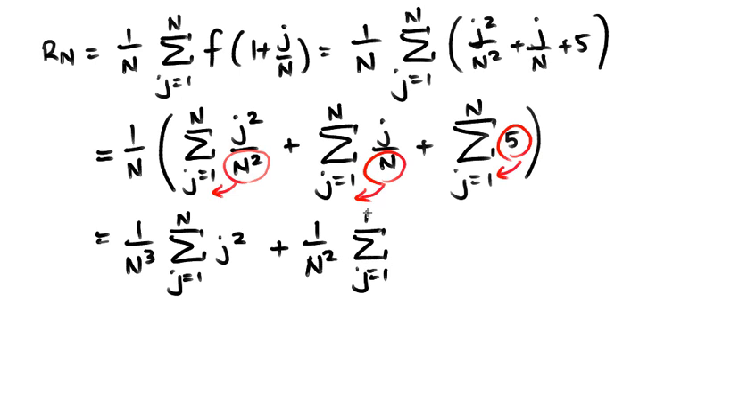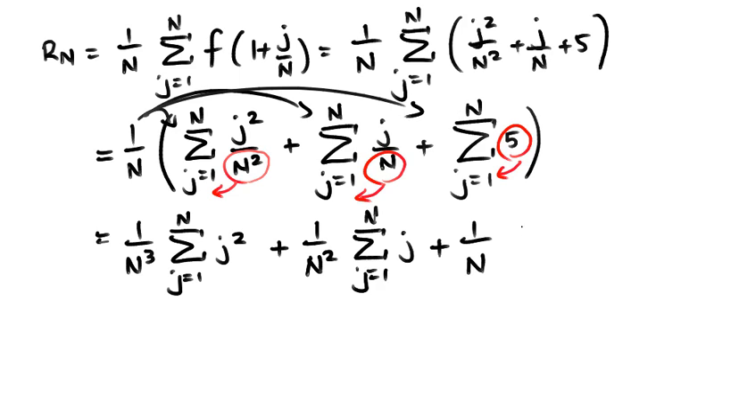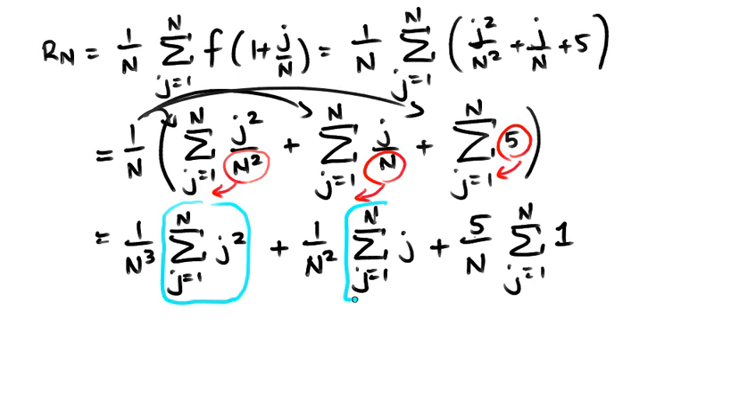And for the next term, 1 over n squared times the sigma notation of j plus 1 over n. There's that distribution I'm doing. It's actually 5 times 5 over n times the sigma notation of j equals 1 to n of just the number 1. And to simplify these parts, I do need to know a little bit more math. It's going to require us to know something about sigma notation called the power sum rules. So let's list those out.